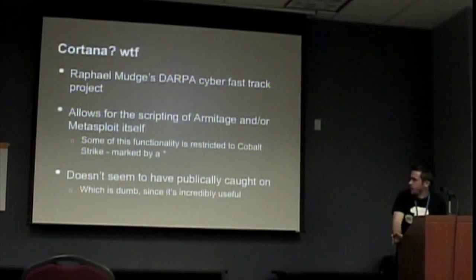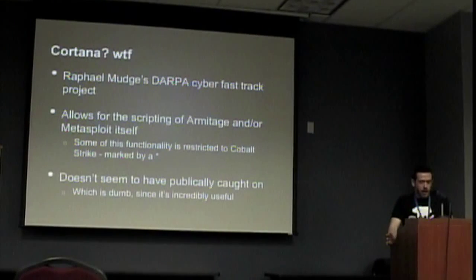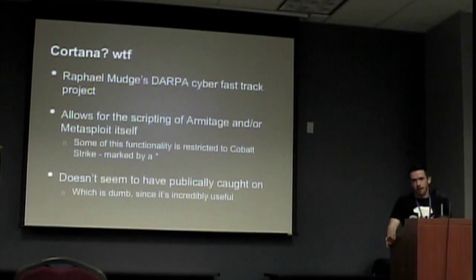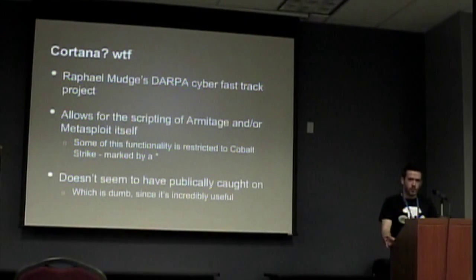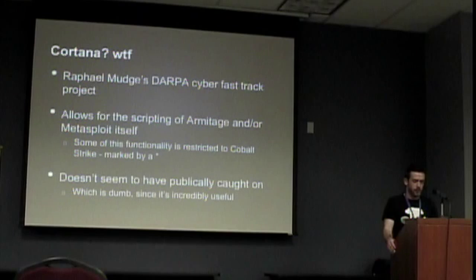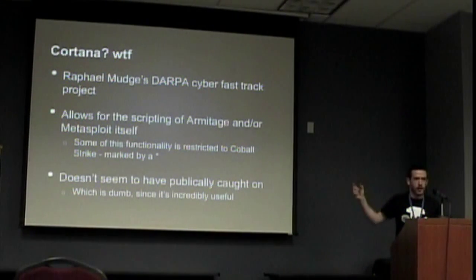So Cortana, what the hell is it? It's an attack scripting language that integrates well into two different tools, Armitage and Cobalt Strike. Armitage is a free open source version. It's a GUI for Metasploit, and it utilizes the Metasploit RPC interface. Cobalt Strike is the paid version that we use on assessments. Some of the functionality I'll be talking about is restricted to the paid version, but I'll call that out. I'm not trying to fool anybody with the little asterisk.